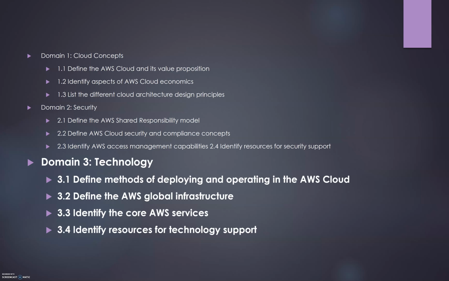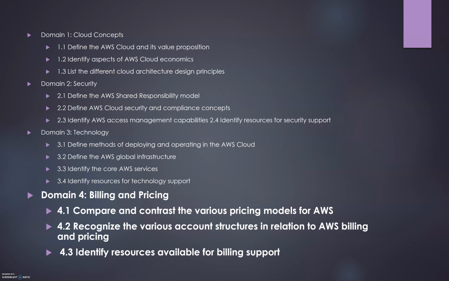Domain 3, which is the highest weighted domain, is technology. You're able to define the methodologies of deploying and operating in the AWS cloud, define the AWS cloud infrastructure, identify the core AWS services, which I'll be covering in additional videos later on, and identify resources for technology support. And then domain 4 is billing and pricing. You're comparing and contrasting the various pricing models for AWS, recognizing the various account structures in relation to AWS billing and pricing, and identifying resources available for billing support.